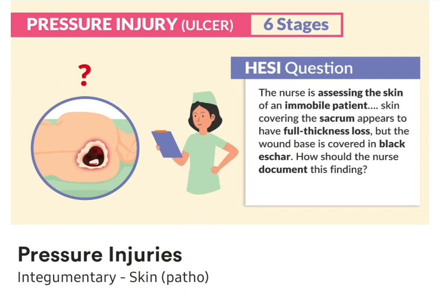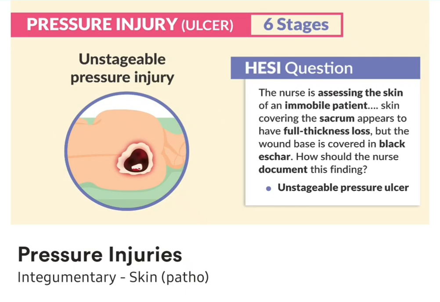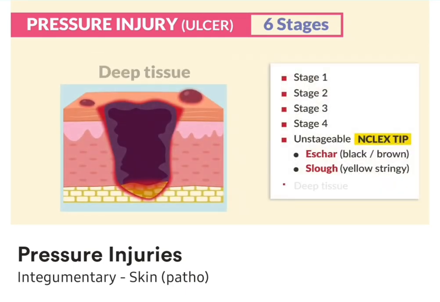So HESI mentions, the nurse is assessing the skin of an immobile patient. Skin covering the sacrum appears to have full thickness loss, but the wound base is covered in black eschar. How does the nurse document the finding? Unstageable pressure ulcer. Now our last one here is a deep tissue, which presents as dark purple and will sometimes come open. The fatty tissue is injured below the skin. Now it's not typically tested, but I would be familiar with this one.